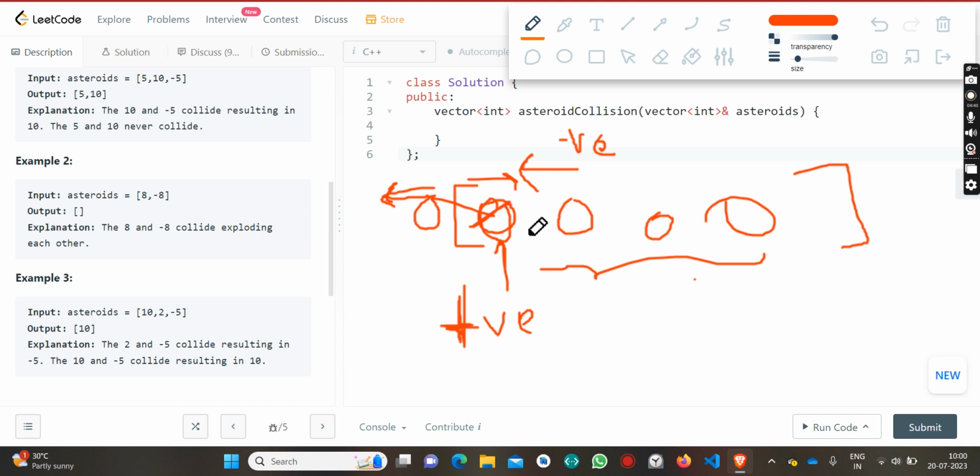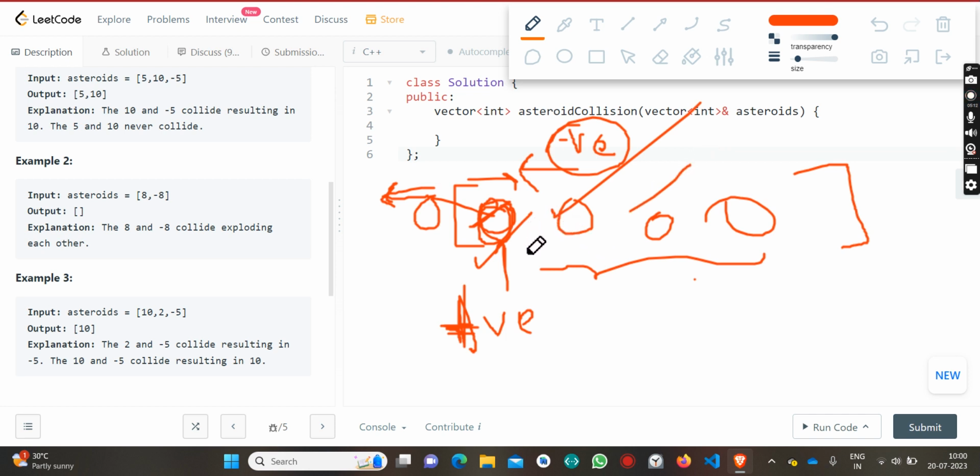And also, suppose I have this positive, and I'm storing the negative asteroids. Suppose all the negatives which are less than this in absolute quantity, I can say that this asteroid can destroy all of them. So I will just pop all of them. So you can guess the data structure which will be required.